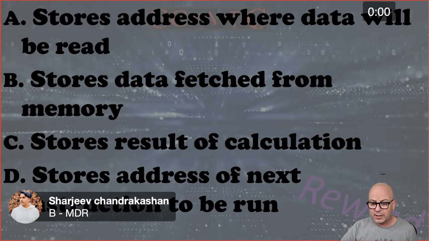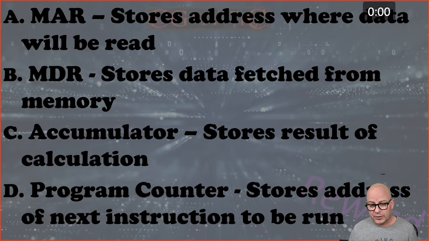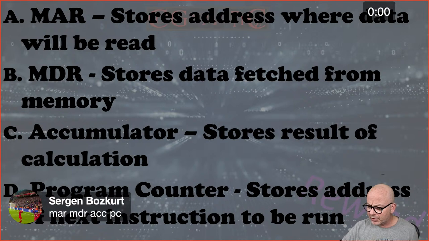Hi, Sharjeev. So let's put everyone out of their misery. I can tell you, you were a lot more accurate than you were last time. So this week, try and chip off one more. And you've only got two to learn. So MAR stores the address where data will be read. MDR stores the data fetched from memory. Accumulator stores the result of the calculation. That was Sergen there.